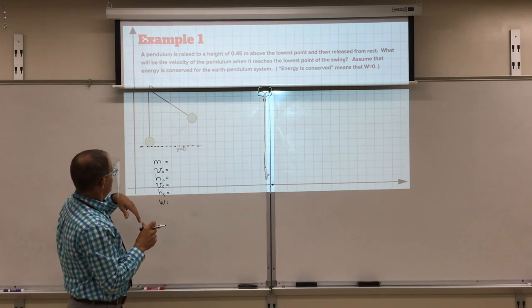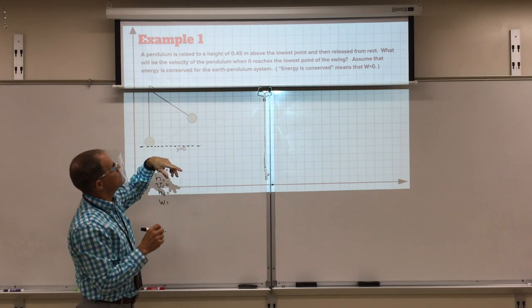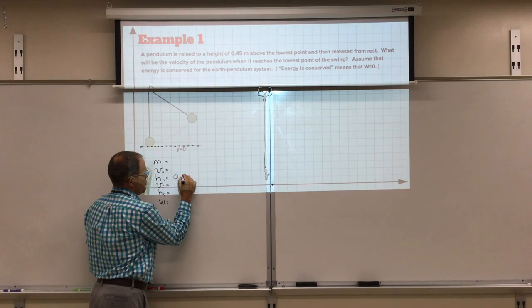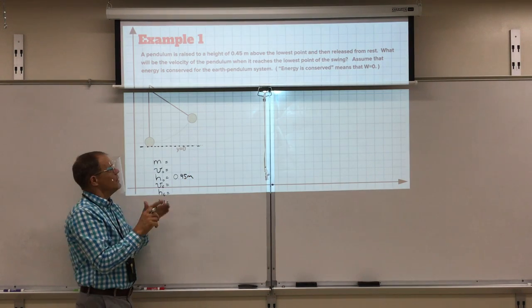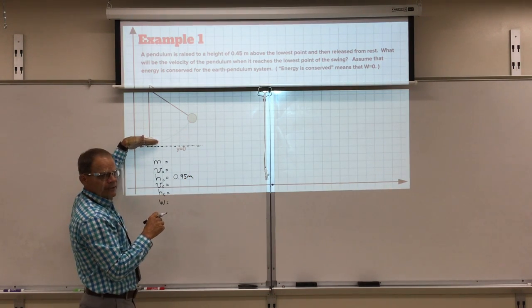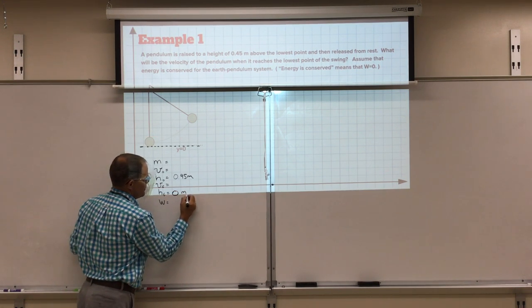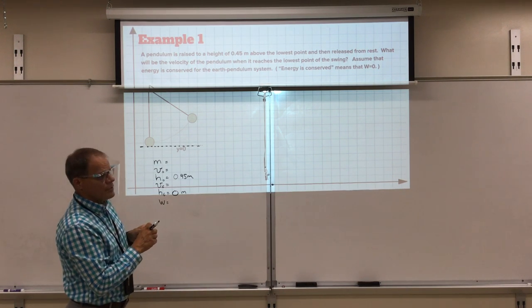And it says it's raised to a height of 0.45 meters and then released. So at the beginning of the problem, the initial height is 0.45 meters. Does that make sense? I got that? What's the final height? What's the height down here? Zero. It's zero because of where I define my coordinate system, right? That's 0 meters.